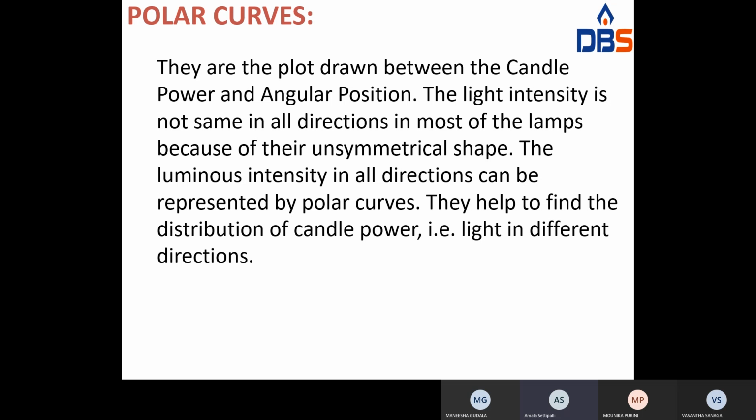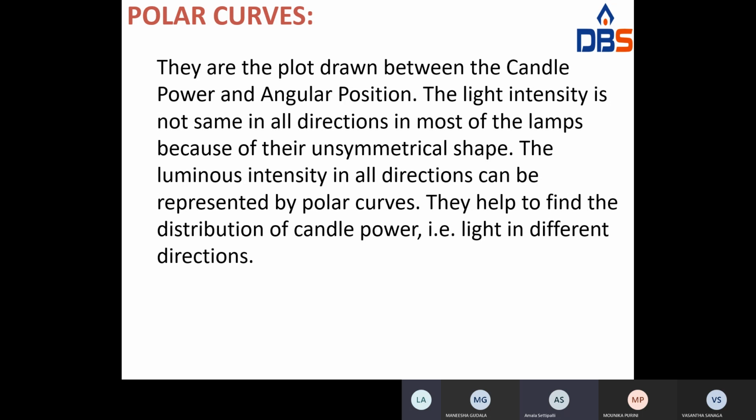In the previous class, we discussed polar curves. By using the polar curves, we have to find the MSCP and MHCP values. From polar curves, by using the Rousseau diagram, you have to find the mean spherical candle power, the MSCP value, as discussed in the previous class, as well as street lighting and factory lighting. Now, in this class, you have to discuss the methods of lighting calculations. To find the lighting by calculation, you have three methods.